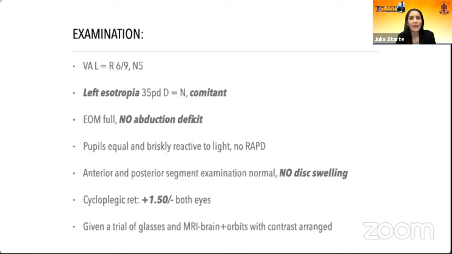So I think the key feature here, even though there's no disc swelling, even though this is a well child with no neurological features, was that there was no prior period of intermittency of the squint, and there was a lack of significant refractive error.